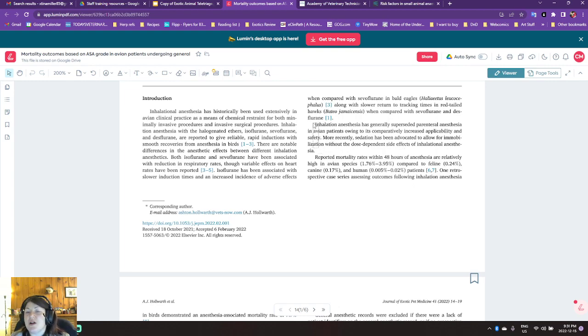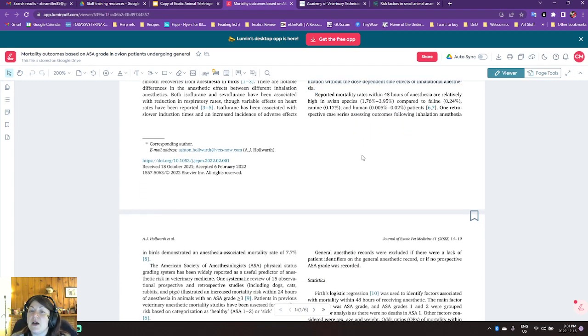So again, they're just talking here about how inhalation anesthesia generally superseded parenteral anesthesia, so injectable anesthesia. Even though we use things like pre-medication for surgery that's injectable, so pain management drugs, anxiolytics, other sedatives, just to help make the anesthesia more balanced. Yeah, that's perfect. That's exactly what I would expect. Sedation has been advocated to allow for immobilization without dose-dependent side effects of, yeah, okay, that's great.